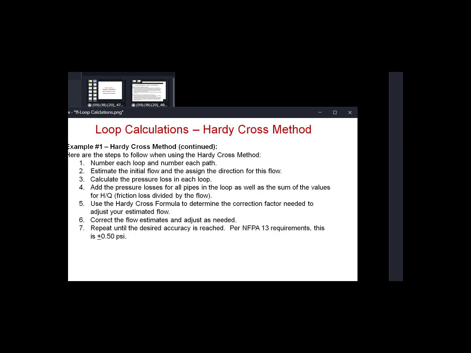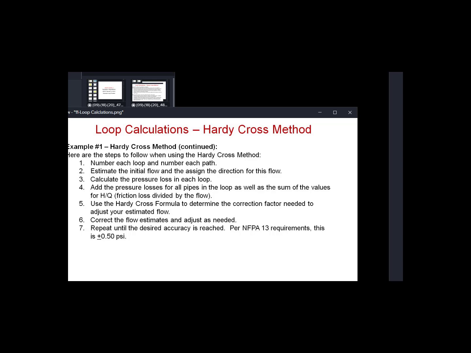Thirdly, pressure. There will be one pressure where the loop splits and one pressure where the loop rejoins. Other key points to keep in mind when performing Hardy Cross include: label the direction of the flow, clockwise equals positive, counterclockwise equals negative. Do not lose sight of this direction sign as you perform your calculations.